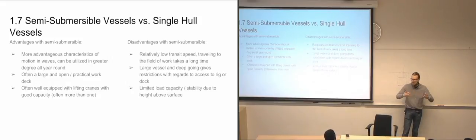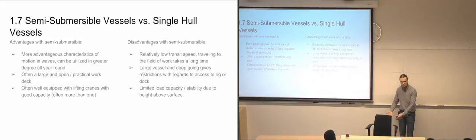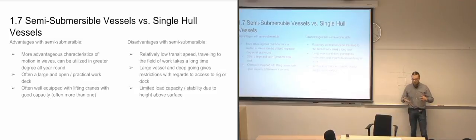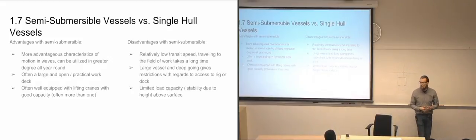They can handle heavy loads with their cranes and work a lot with them. If they are at the field where they're supposed to be working and they have submersed themselves in order to get a better characteristic with regards to the motion of the waves, so that they're not getting all of this heave motion, they can easily use their cranes to lift heavy stuff off of another vessel, a single hull vessel that has been transporting the heavy stuff over there. So they can lift it off and over onto their own deck, do some work on it, and then lower it down. So that's usually how it works.